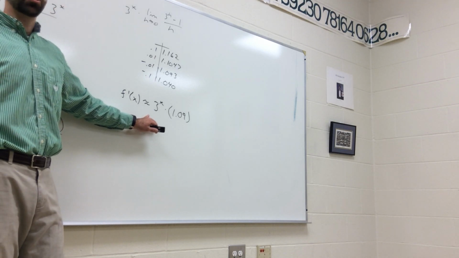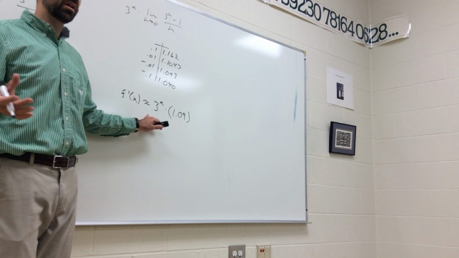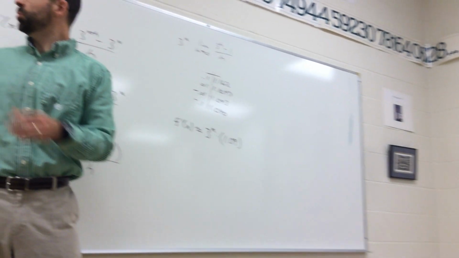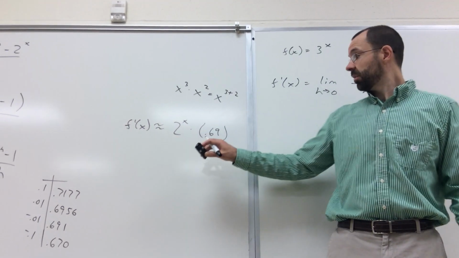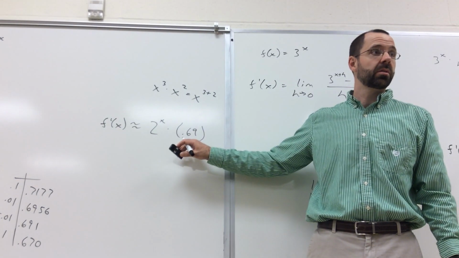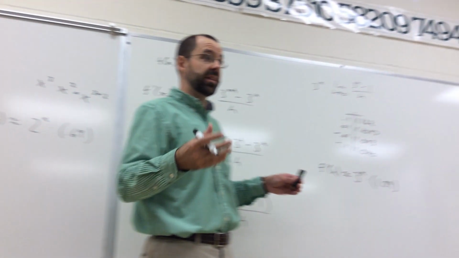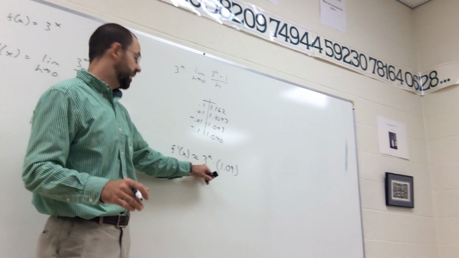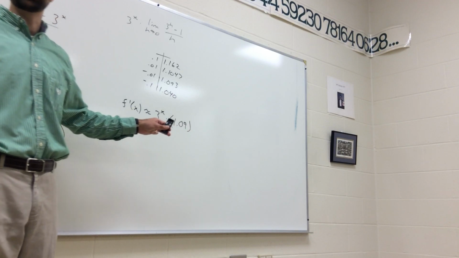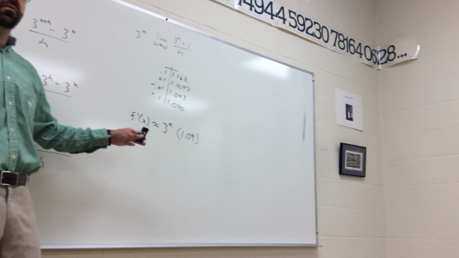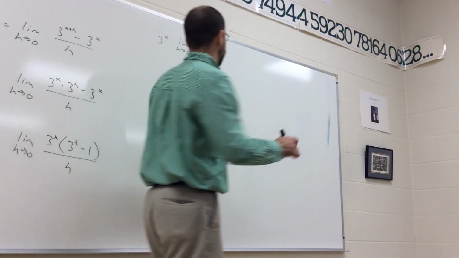Okay, so we're kind of on our way towards establishing a pattern. If the original function is 2 to the x, then the derivative is 2 to the x times a number. And if the original function is 3 to the x, then the derivative is 3 to the x times a number. And that's the way the pattern goes. It's always the original function times a number.